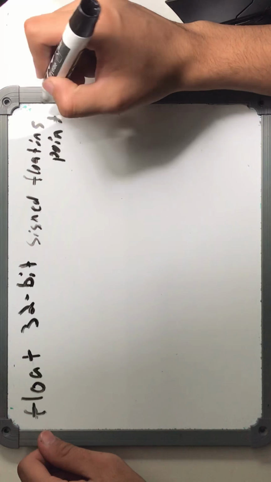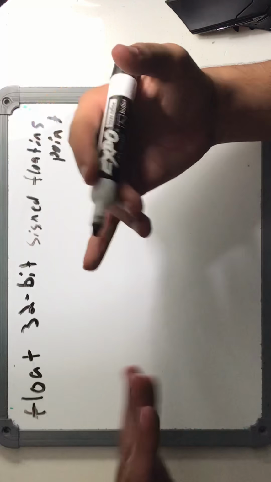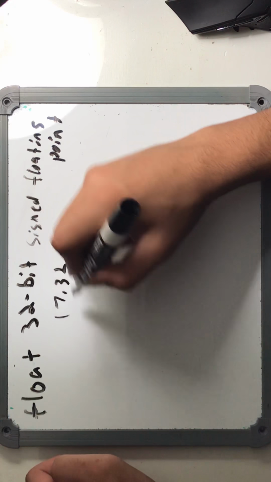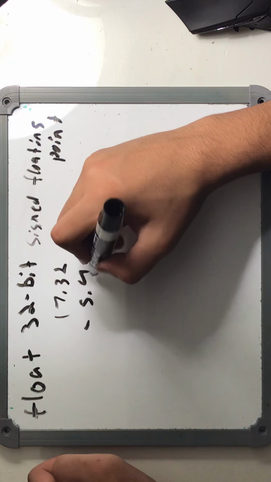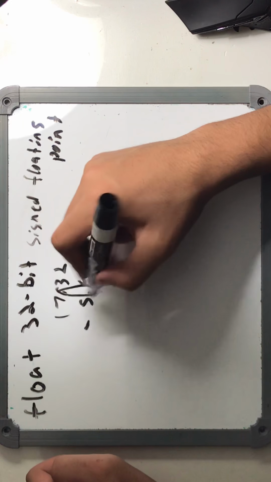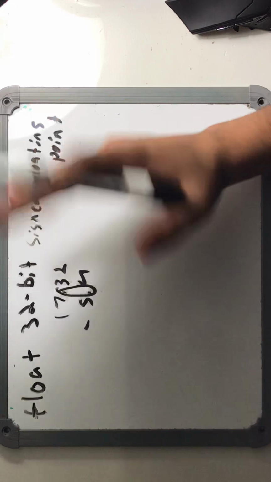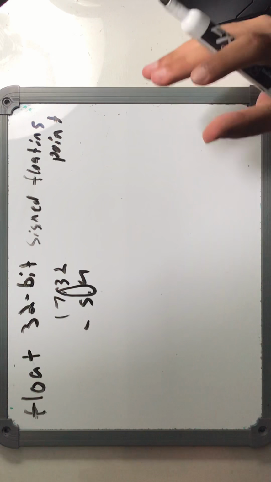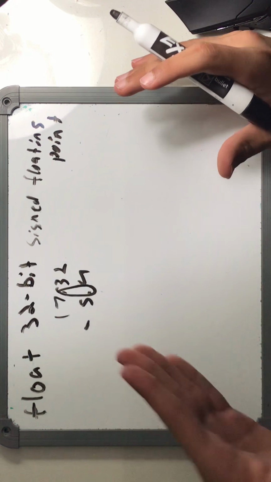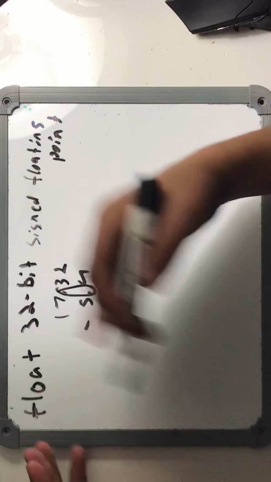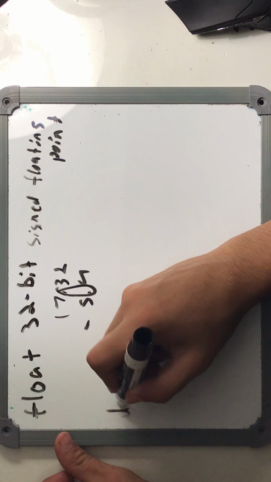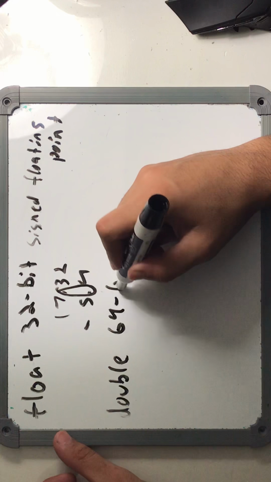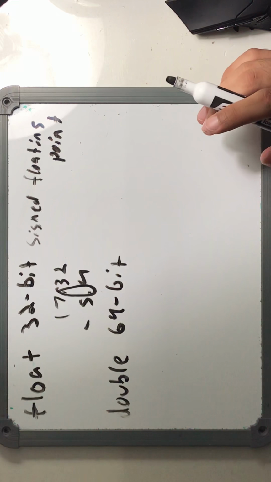This is a really fancy way of saying it can store decimals. So you can actually store something like 17.32 or negative 5.4. You can store decimals. That's a neat thing. With the previous data types that I showed you a while ago, you can only store integer values. These you can actually store decimals. And then you have the next one, which is a double. And a double is a 64-bit signed floating point.